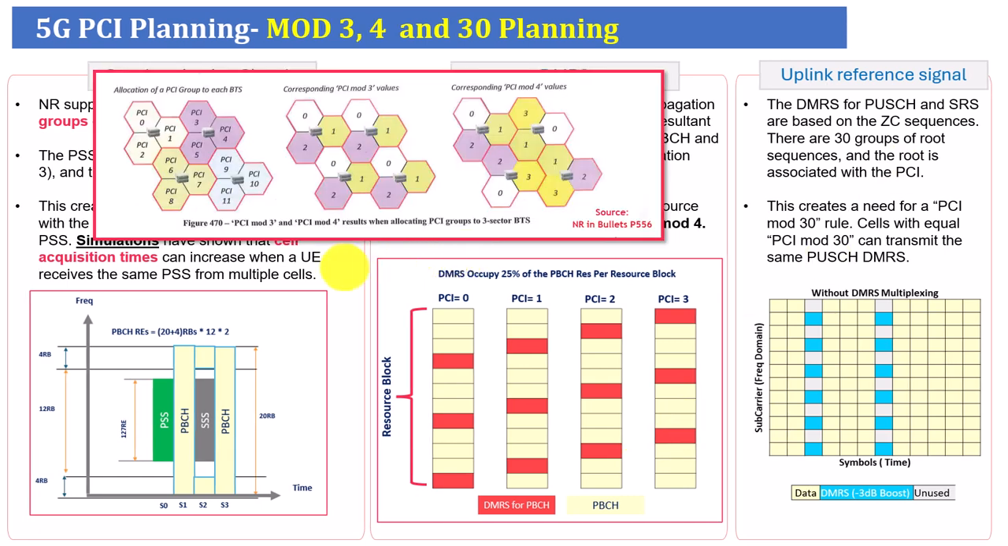A quick point to highlight: if a BTS is allocated a PCI group, as shown here with three consecutive PCIs, this directly leads to both PCI mod 3 and mod 4 being satisfied within the same BTS. So if you have this kind of consecutive PCI allocation, you will achieve both modes together. And again, this will be done by the tools.